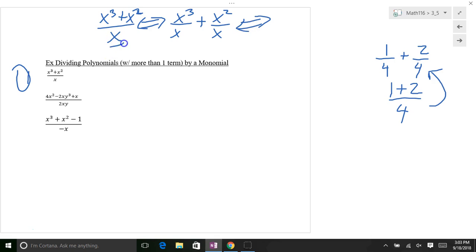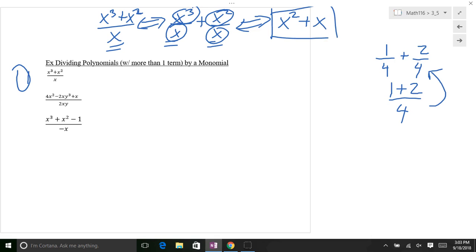The fact that this is a common denominator of both of those terms in the numerator, so x cubed over x plus x squared over x. Well, I got 3 x's on the top, 1 on the bottom. I'm left with 2 on the top. Here I've got 2 x's on the top, 1 on the bottom. I'm just left with 1 on top. So this just ends up being x squared plus x.